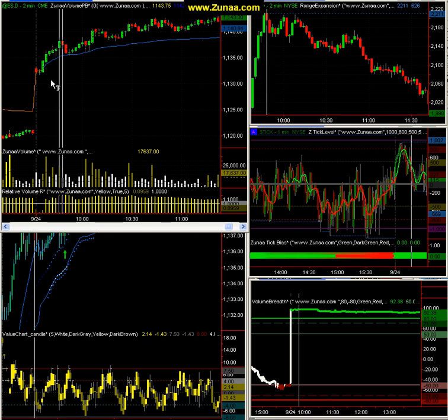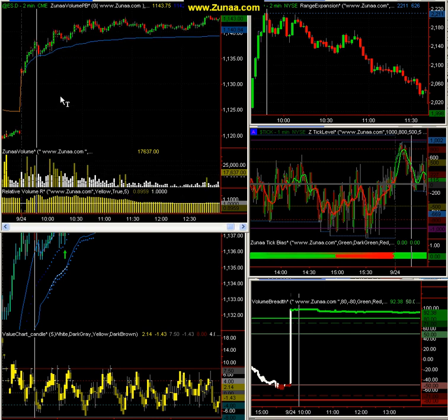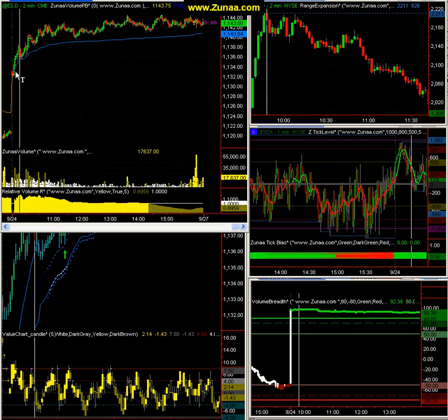Okay, let's talk a little bit about trends. Trending price action. Here we have a trend and then price consolidated a little bit, trended up a little bit more, and then the remainder of the day just consolidated and couldn't make any higher highs.